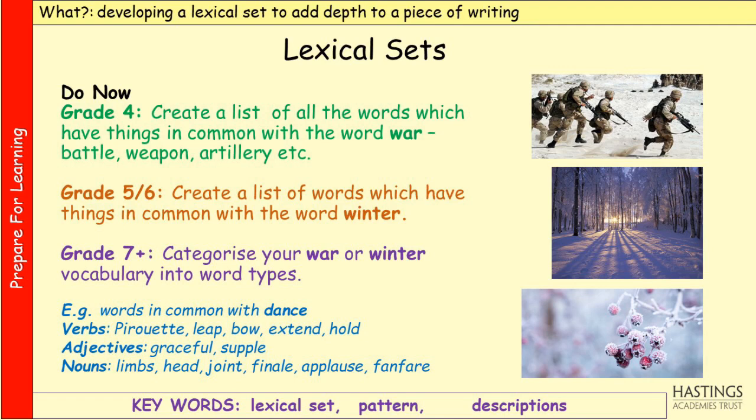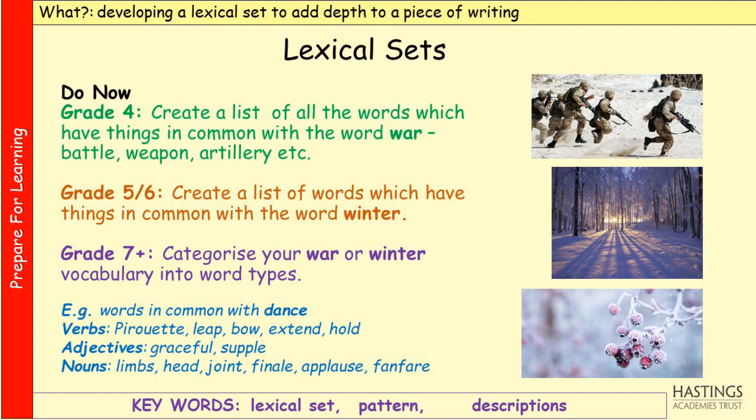So to get you started on your Do Now, can you have a look at the different tasks for the different grades? If you're aiming for a grade 4, can you please create a list of all the words that have things in common with the word war? So you've got some examples there. So battle, weapon, artillery, etc. All this will be linked to lexical sets. Don't worry if you don't know what a lexical set is just yet. You will have a much clearer understanding soon.